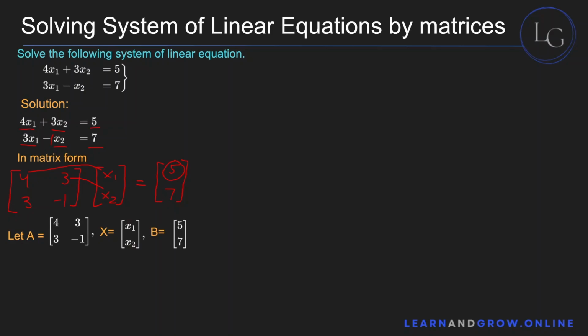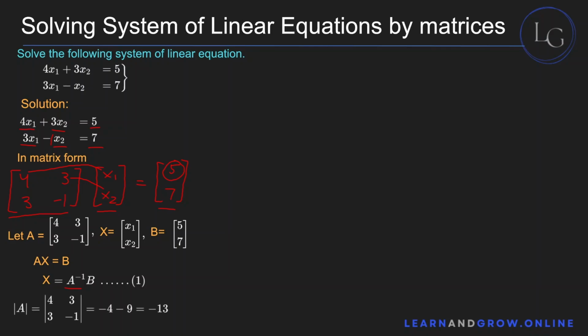So this is now A, this is X, and this is B. So AX is equal to B and X is equal to A inverse B. So we have to find this A inverse. A inverse is basically the adjoint of A divided by the determinant of A.